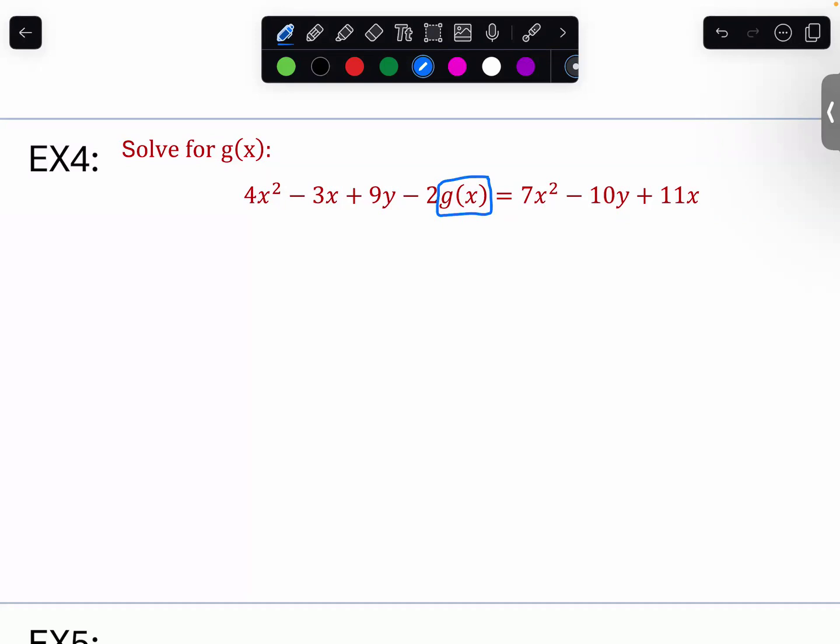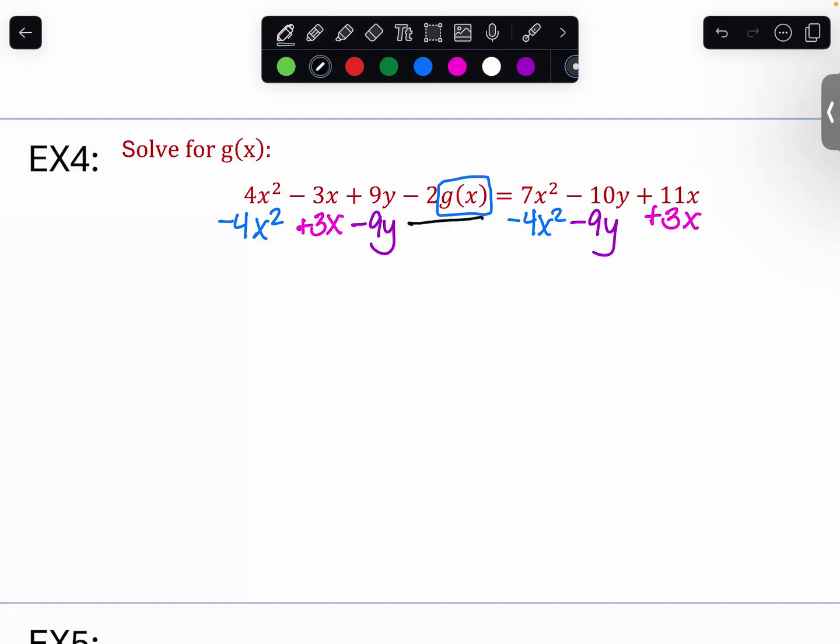So isolating g of x, I'm first going to get rid of everything being added or subtracted to the side with g of x. So I'm going to subtract the 4x squared from each side. I'm next going to add a 3x to each side. Notice I'm putting those under the terms I'm going to combine them with to save myself a little bit of a headache. And I'm going to subtract 9y from each side.